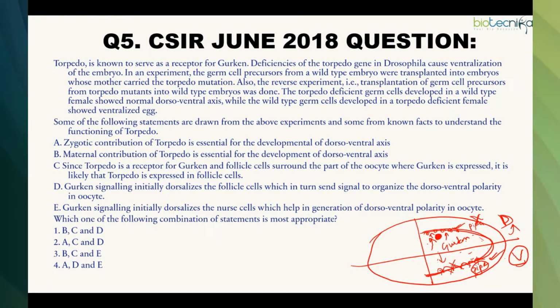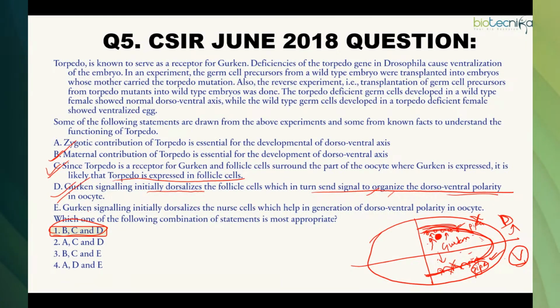So it is likely that torpedo is expressed in follicle cells. That's true. Gurken signaling initially dorsalizes the follicle cells, which in turn send signals to organize the dorsal ventral axis of the oocyte. So gurken signaling, as I told you, will be towards the dorsal follicle cells, and because of that torpedo signaling, they will signal the dorsal ventral polarity. So yes, D is also right. So you have got your correct answer, that is B, C and D. Option 1 is right over here. Yes, that's right. Very good, Sarita.